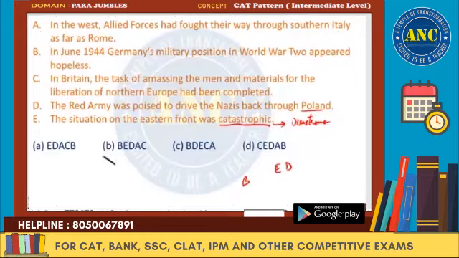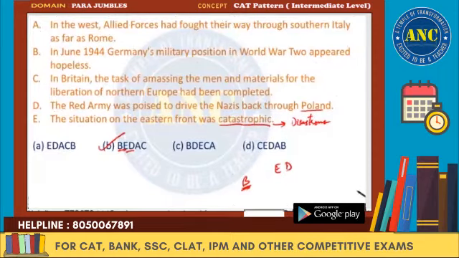So you have B, which is a definite introduction because all of them are related to Germany, right? So that much we know. A good way to introduce the whole situation is with B. And then E and D would make sense because the situation on the Eastern Front was catastrophic. Why was it so? Because the Red Army was poised to bring the Nazis back through Poland. So B, and then you have ED. So that is your answer.